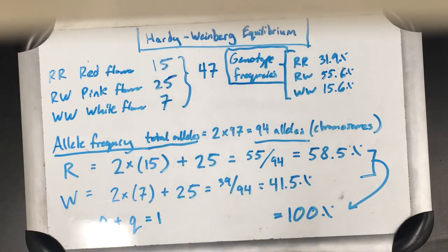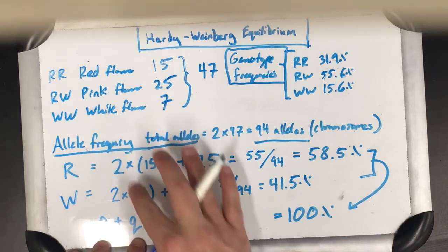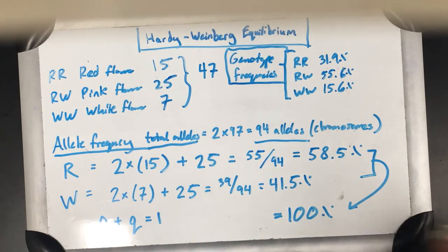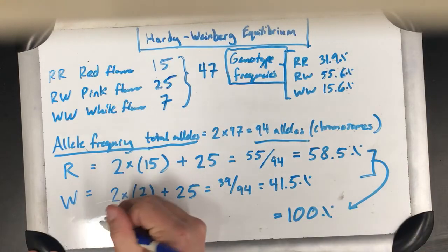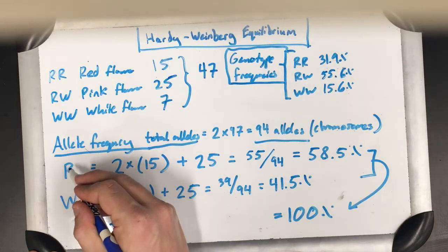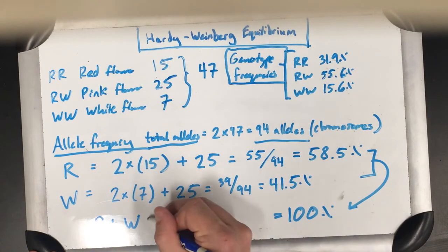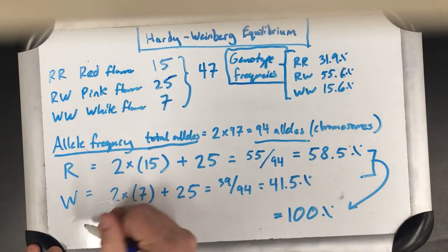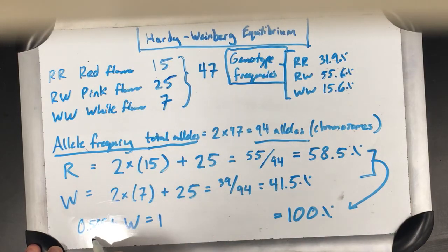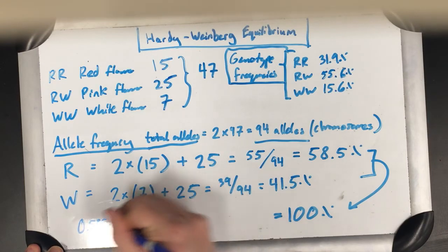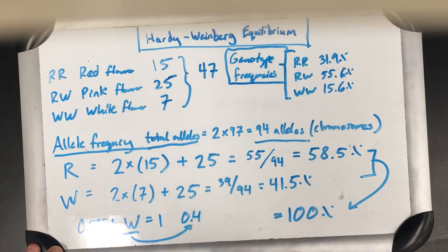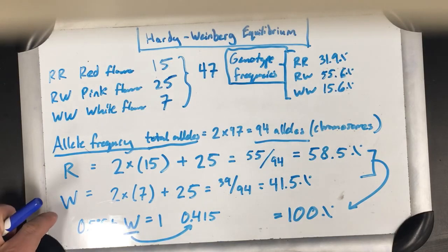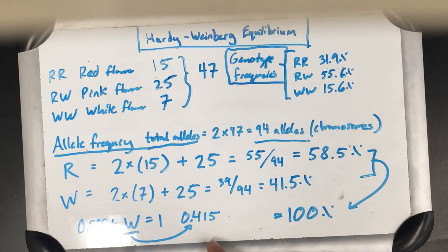They equal 1. So if you just know the frequency of, let's say, W, the P and the Q, this is just algebra. Let's say we're using our example. We know that the R allele frequency plus the W allele frequency is going to equal 100%. So if we know, for example, that the R allele is 58.5%, we know that the W allele, based on this algebra, is going to be 0.415. That's an easy way to remember that the allele frequencies themselves are always going to equal 1.